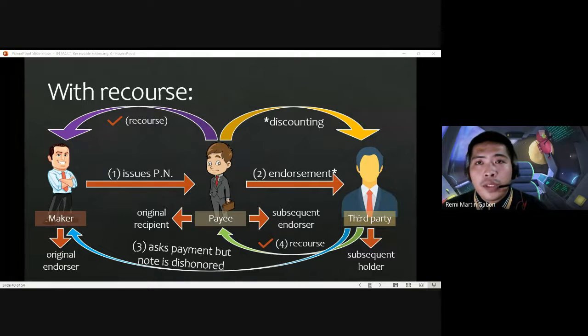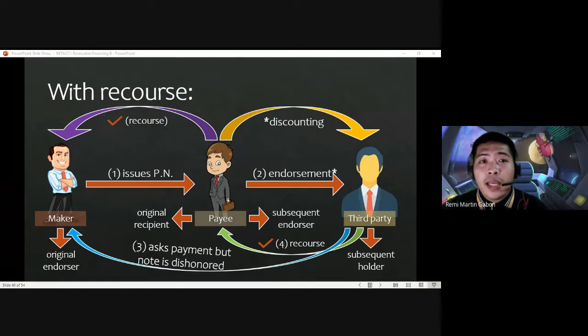Under a with recourse agreement, should dishonor happen, the third party will go back to the immediate endorser, which is the payee. The third party will collect from the payee. Of course, the payee cannot deny payment because the note has been dishonored. So the payee, the subsequent endorser, will pay the third party. So it is as if the discounting was useless.